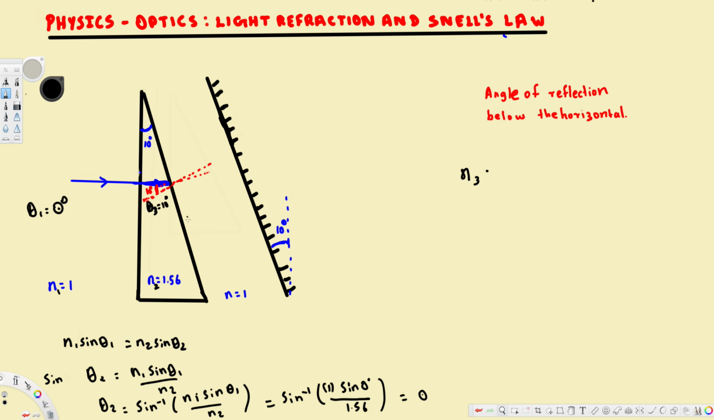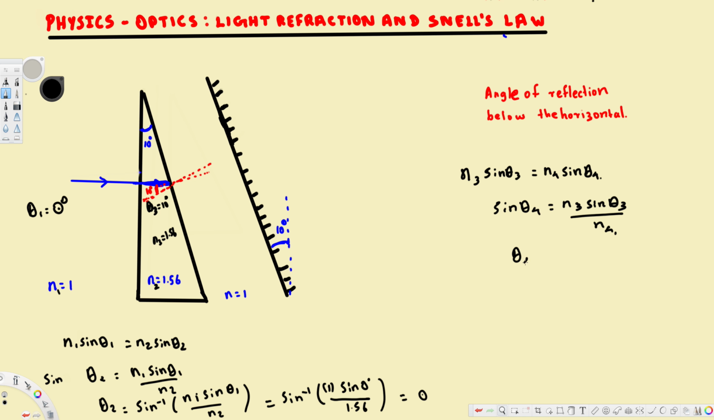Theta 3 is equal to 10 degrees, and n3 is the same as n2 because we are still inside of this prism. So n3 is going to be also 1.56. n3 sine theta 3 is going to be equal to n4 sine theta 4. Here we are trying to find theta 4, the angle of refraction. To find this one, we have to rearrange this equation. Sine theta 4 is going to be equal to n3 sine theta 3 divided by n4, and we are trying to find theta 4 alone, so we can move this sine to the other side.